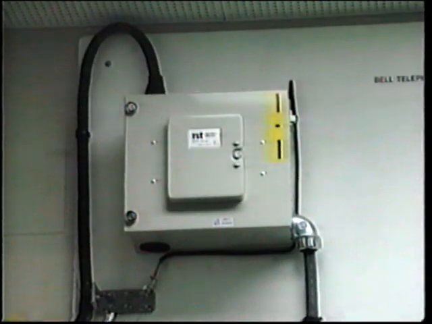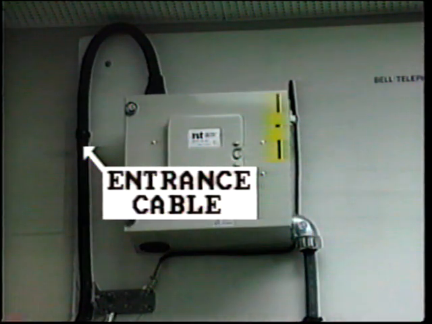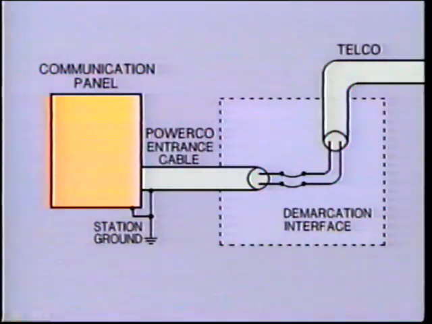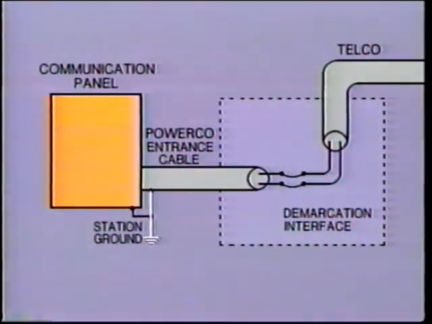Often, the power company runs its own entrance cable from the interface to the communications panel inside the substation. In many standard installations, that is of low voltage rise, the entrance cable sheath is connected directly to the substation ground. Now, please don't take this arrangement as the only standard. There are many other configurations, as we shall see later.